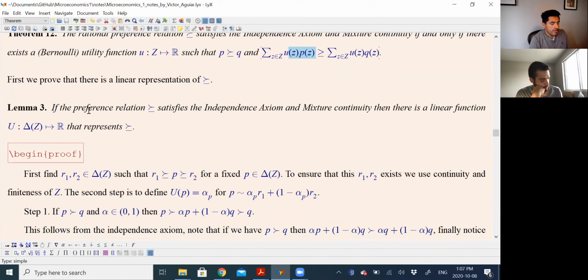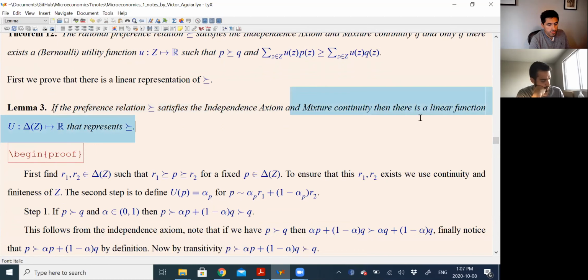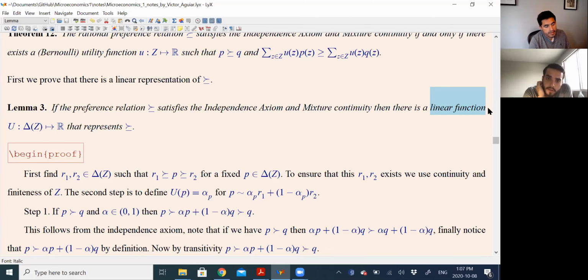So the first part is you take this preference relation that is rational, and we're going to show that the independence axiom and mixture continuity imply that there is a linear function U that goes from the space of lotteries to the reals that represents the preference. So notice that in the lemma before the full proof, we are showing that independence is going to give us that whatever utility there is on this space of alternatives will have to be linear.